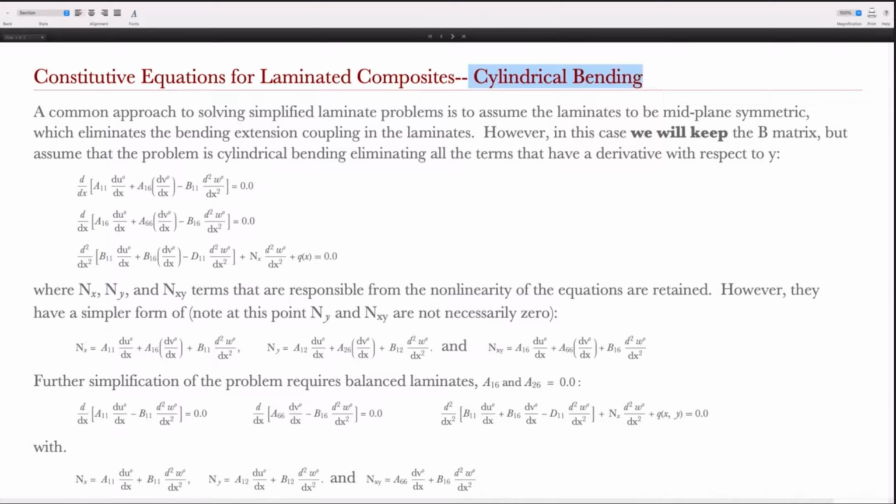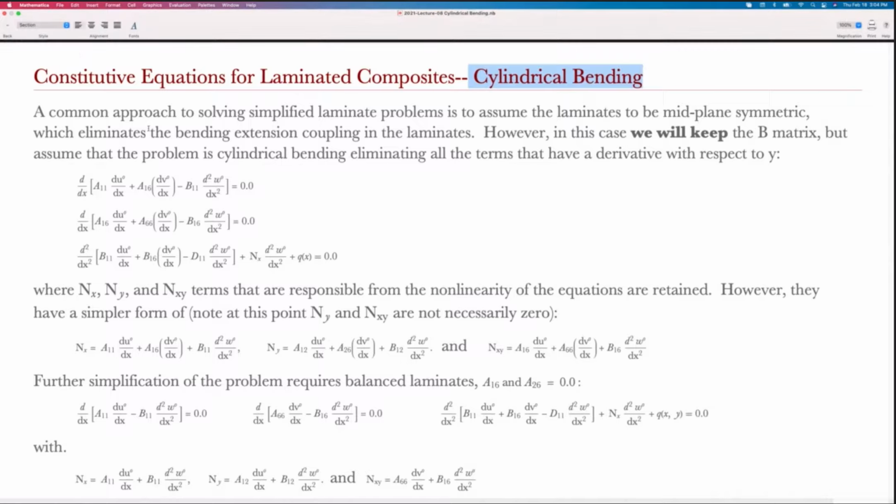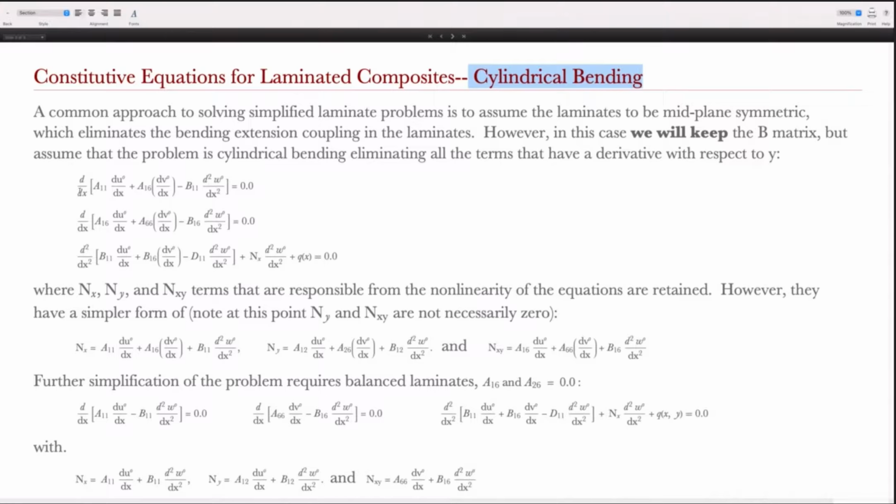But we're going to do cylindrical bending of this plate. We're going to take this plate and look at what happens if the out-of-plane load bends this into a cylindrical shape. No variation in the y direction. As soon as we implement that condition, any variation with respect to y disappears, and these in fact become ordinary differential equations and much simpler. This is the x direction equilibrium equation. This is the y direction equilibrium equation, and this is the out of plane.